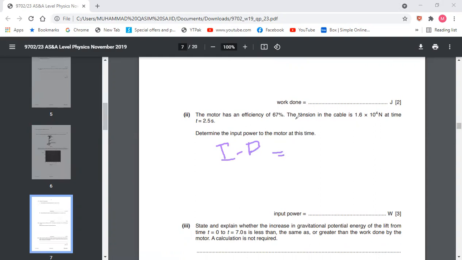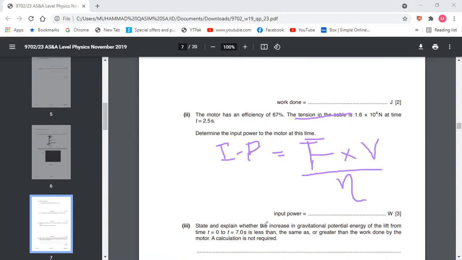first the tension, that is T, or basically it's the force. So the input power must be F into the value of V divided by the efficiency of the motor. The efficiency of the motor is written like this, that is mu. So this is the formula of input power.